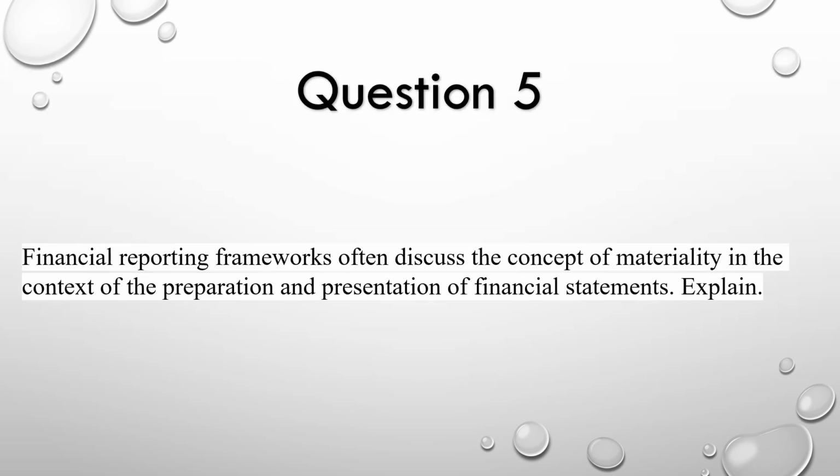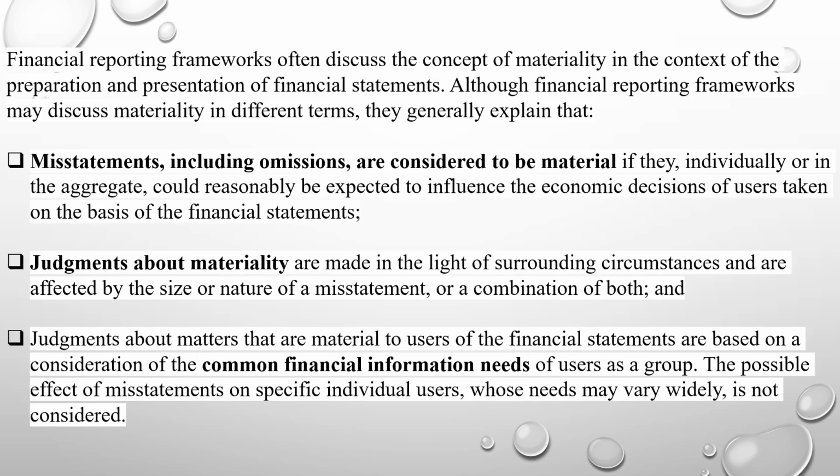Last question: Financial reporting frameworks often discuss the concept of materiality in the context of the preparation and presentation of financial statements. Explain. Financial reporting frameworks may discuss materiality in different terms. They generally explain that, first, misstatements, including omissions, are considered to be material if they individually or in aggregate could reasonably be expected to influence the economic decisions of users taken on the basis of the financial statements.